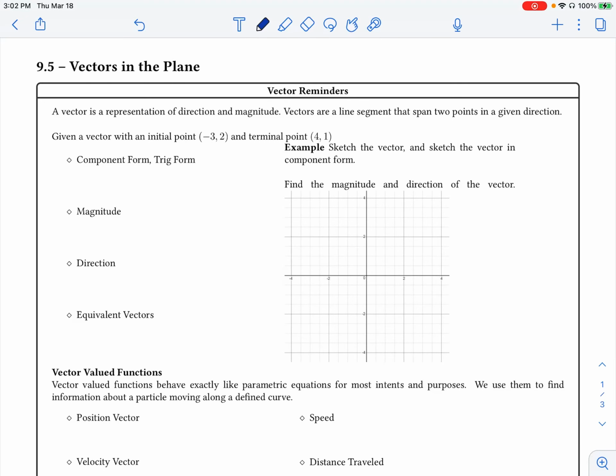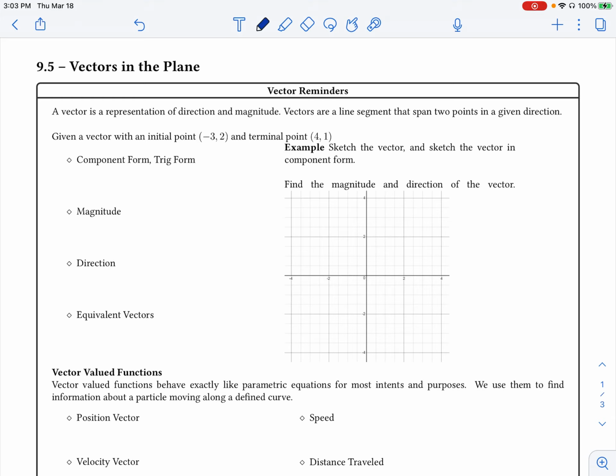We're going to explore vector-valued functions because they behave almost exactly like parametric equations for most of the purposes and intents of our course here. I would encourage you to make sure that you review vectors on your own. I will link a couple of videos I have on vectors and how they work. But let's just do a quick breakdown and review of vectors in a plane.